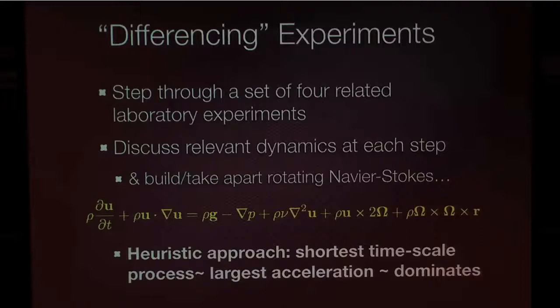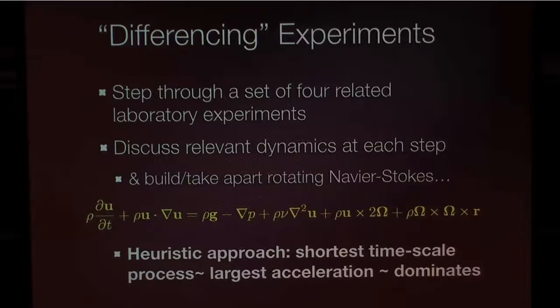Because the shortest process, the shortest time scale, usually means the most rapid acceleration, right? This is a momentum equation. This is change in momentum in time. So if the time scale is short, that's on the denominator. That means that term is big. So the shortest time scale is usually the dominant force in the system. And I'm going to argue it's the dominant process. Is everybody with me on that? So I'll be mentioning timescales a good amount.